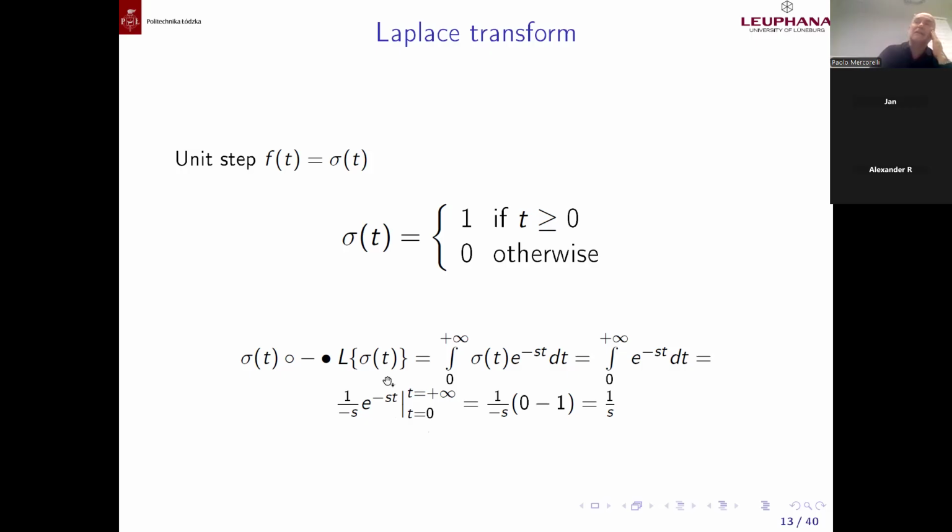I don't know if you remember this: s is a parameter. It's a complex variable in our sense, but in the context of the integral it is a parameter. The integral is in the time. At the end, I have 1 divided by s. This means, in accordance with this transformation, sigma of t is transformed into 1 divided by s. We have this correspondence.